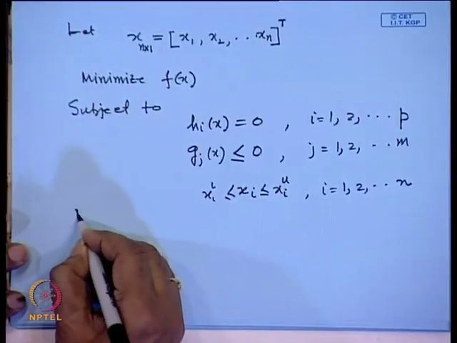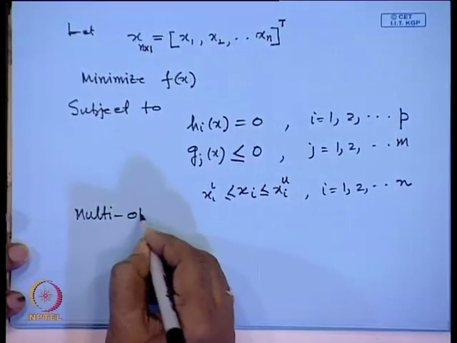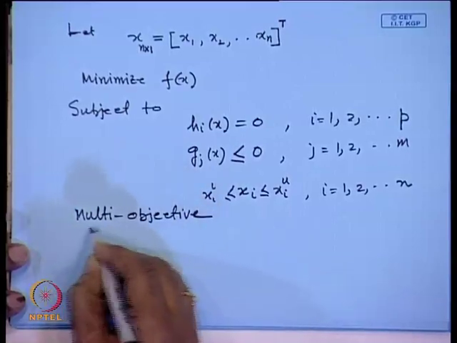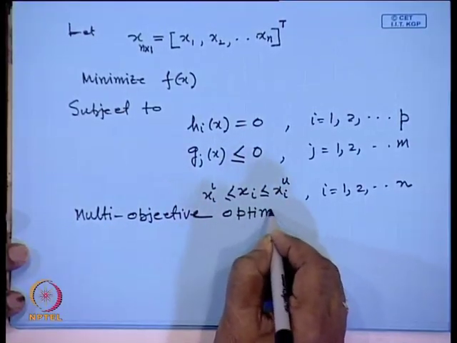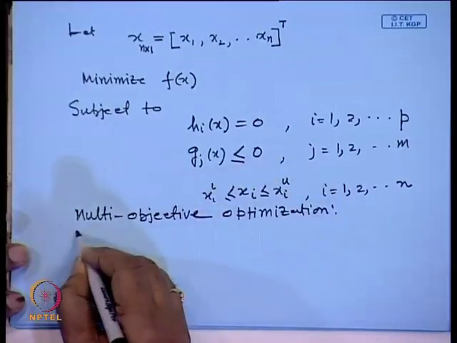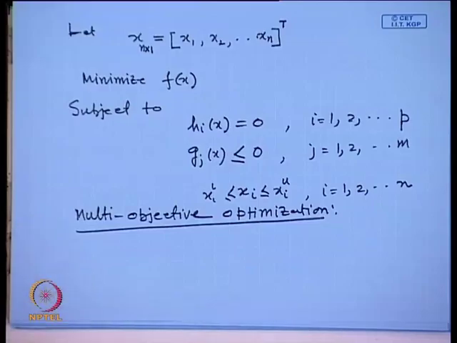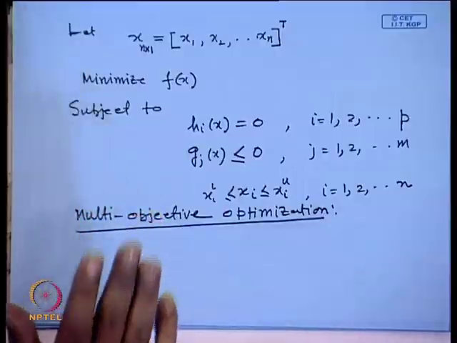Agree? So, next is multi-objective optimization. That means, in this case we have more than one objective function. Same as this one, only our objective function is more than one, and simultaneously we have equality constraints and inequality constraints, and we also have side constraints. Agree? So, this type of problem is called a multi-objective optimization problem.